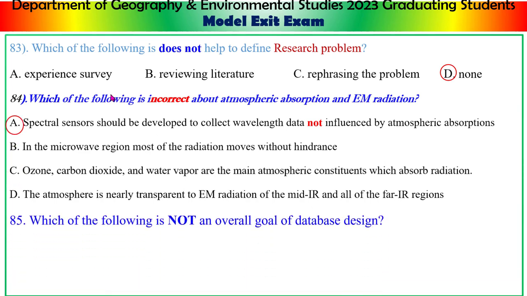Question 85: Which of the following is not true or is not an overall goal of database design? ዴታቤዝ ማለት የመረጃ ቋት ማለት ነው። ከሚከተሉት አማራጮች መካከል የመረጃ ቋትን በተመለከተ ትክክል ያልሆነው ጎል የትኛው ነው የሚለው። ከዛ በፊት I would like to say something about the database. For geodatabase, we have three types of geodatabase. The first one is personal geodatabase, the second one is file geodatabase, and the third one is enterprise geodatabase or ArcSDE geodatabase. All geodatabases can contain different geographic information.